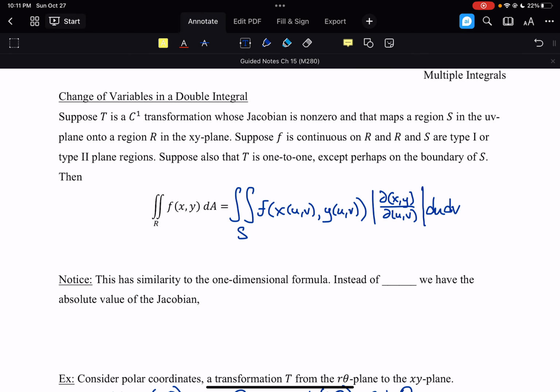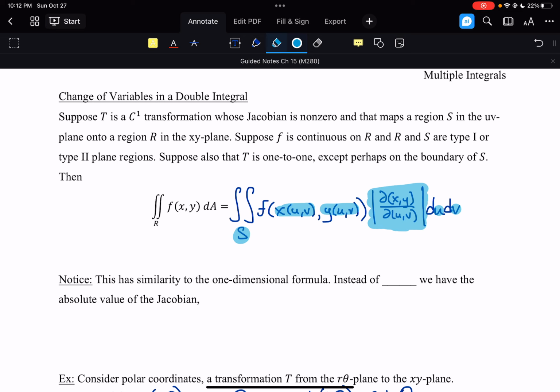So suppose T is a C1 transformation whose Jacobian is non-zero that maps a region S in the UV plane onto a region R in the XY plane. Suppose f is continuous on R, and R and S are type 1 or type 2 plane regions. In other words, they are integrable. Suppose that T is 1-to-1, except perhaps around the boundary of S. Then the double integral over R of f of x, y, dA equals the double integral over S of f in terms of u and v times the Jacobian with respect to u and v.